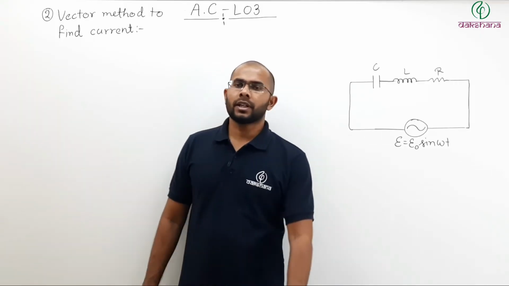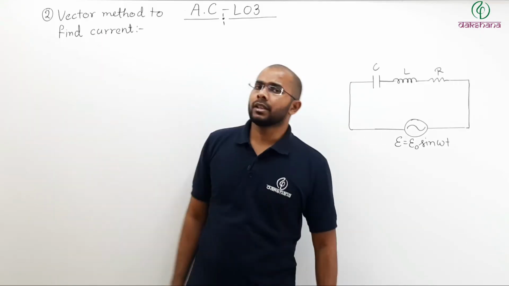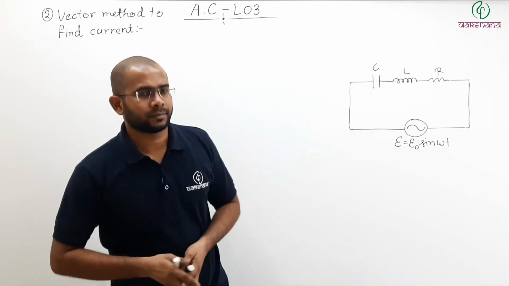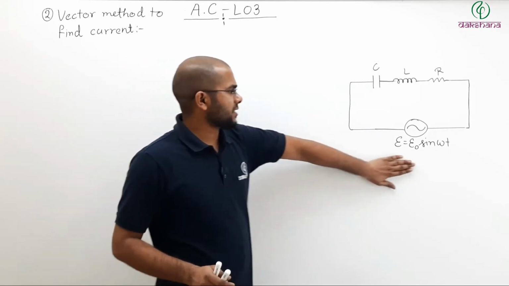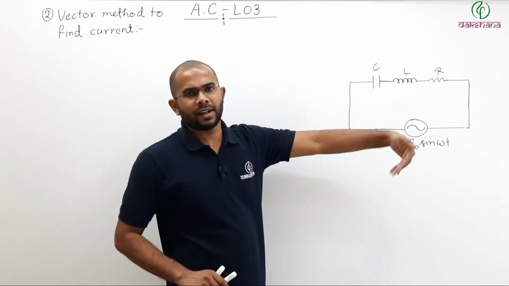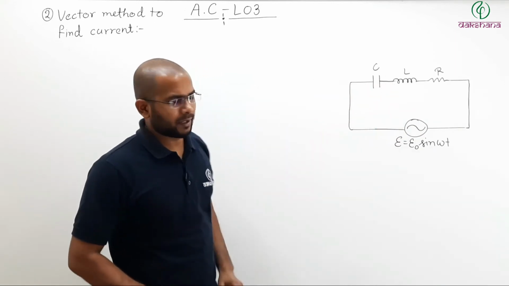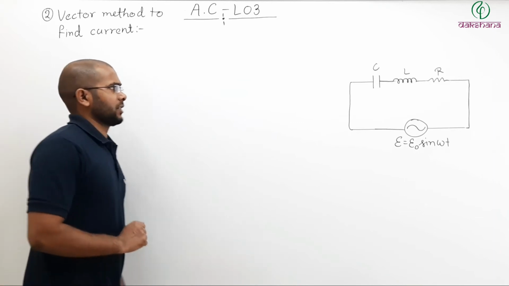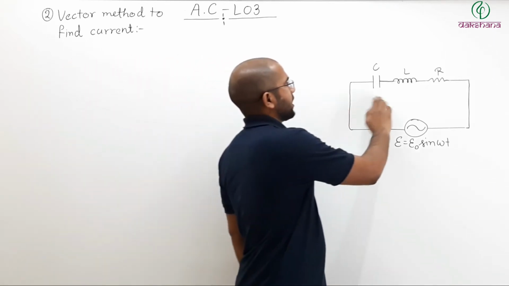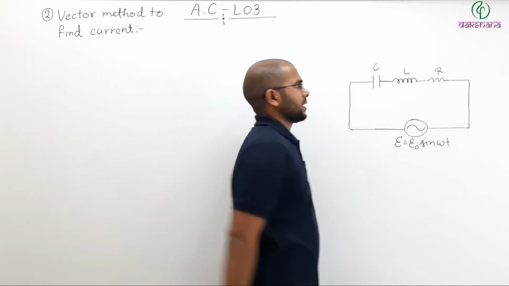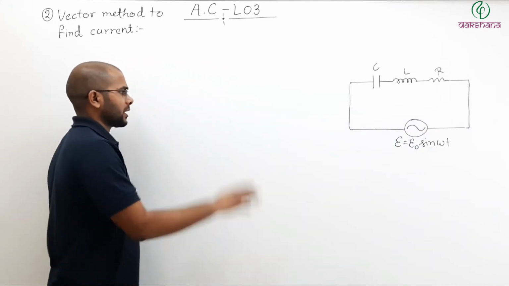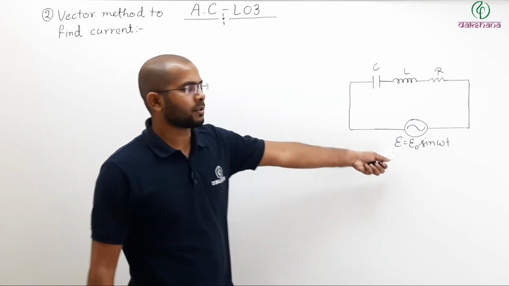So let us try to understand what the vector method to find the current in a circuit is. Now here I have an AC power source, an AC generator, it can be anything. Here I have connected all the three components for the sake of convenience and for the sake of derivation. So here it is a capacitor, there is an inductor, there is a resistor. All three of them are connected across an AC power source.